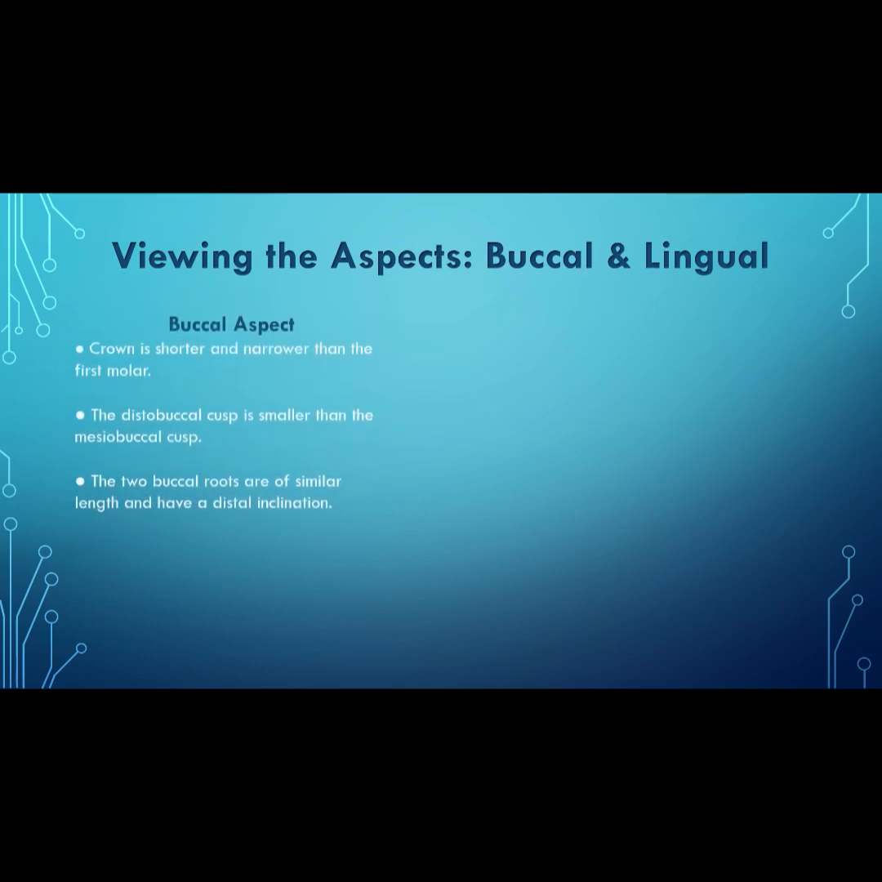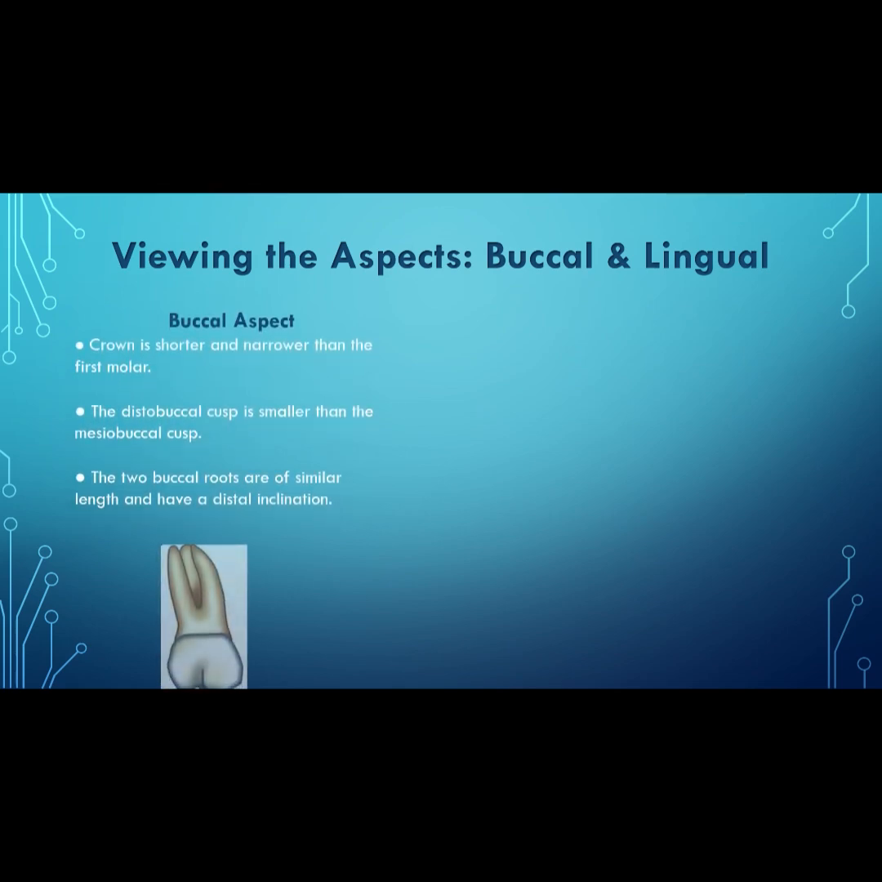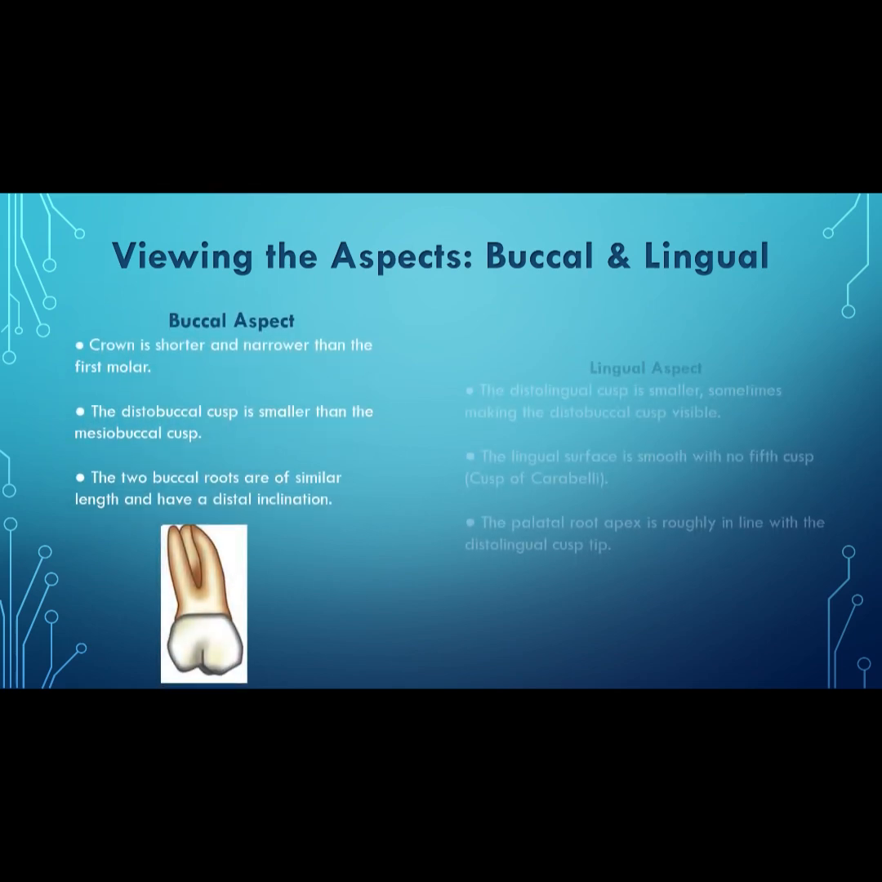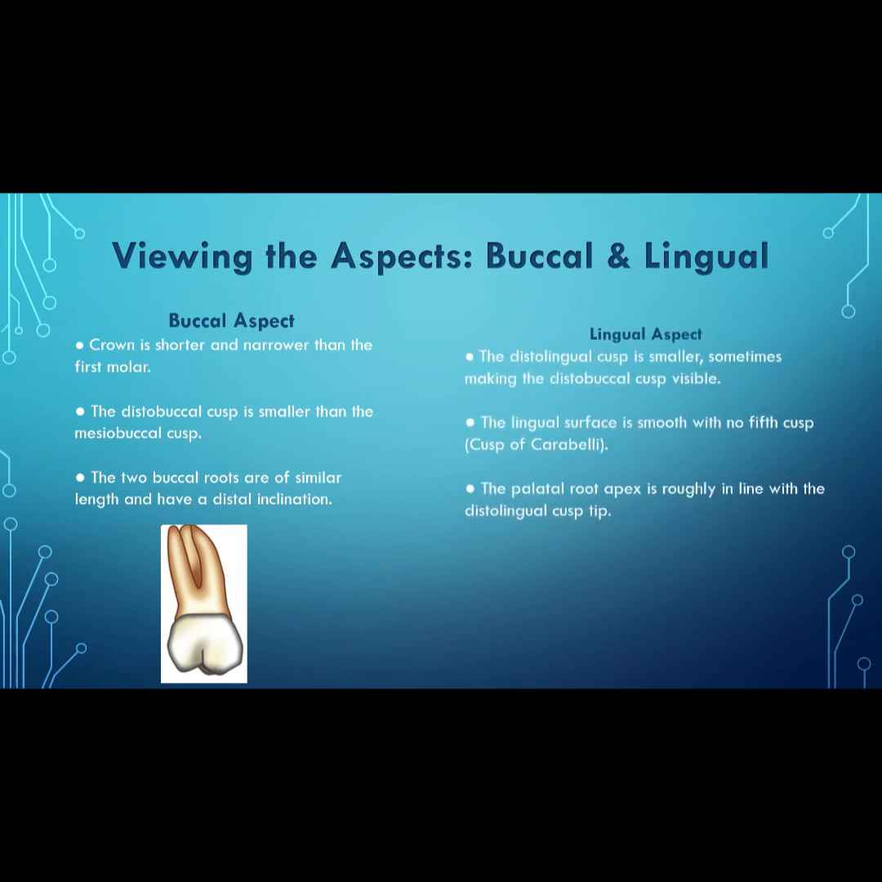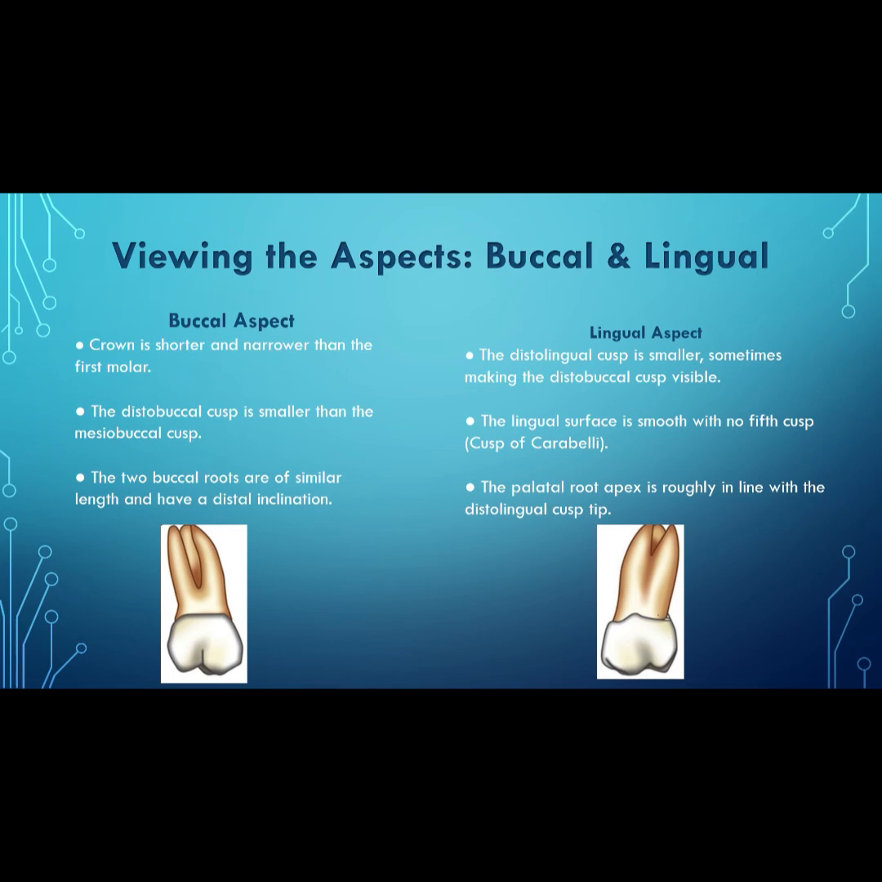The buccal and the lingual aspects. The buccal aspect: the crown is shorter and narrower than the first molar. The distobuccal cusp is smaller than the mesiobuccal cusp. The two buccal roots are of similar length and have a distal inclination. The lingual aspect: the distolingual cusp is smaller, sometimes making the distobuccal cusp visible. The lingual surface is smooth with no fifth cusp.